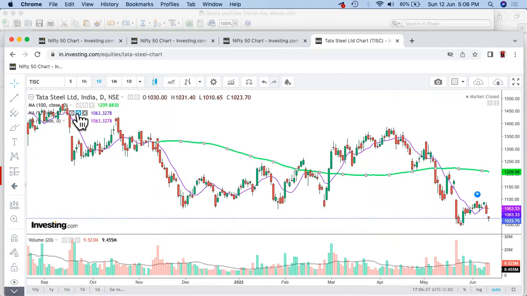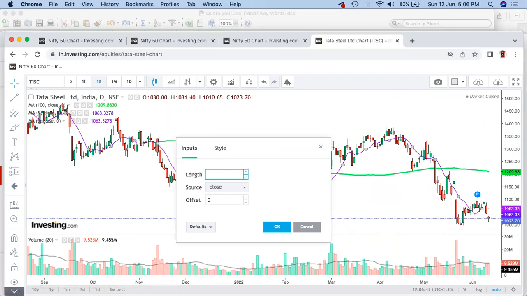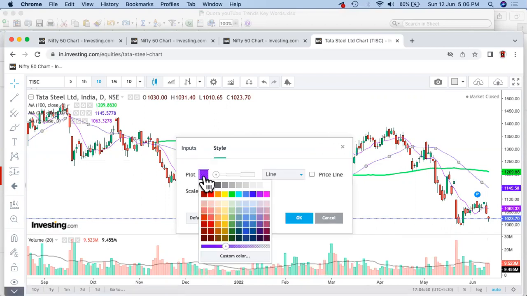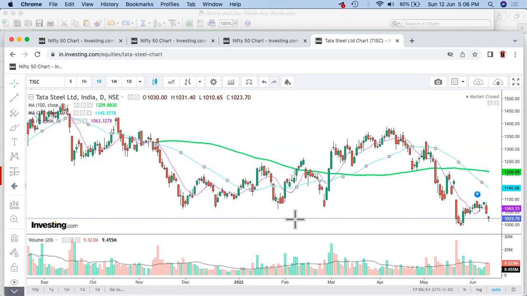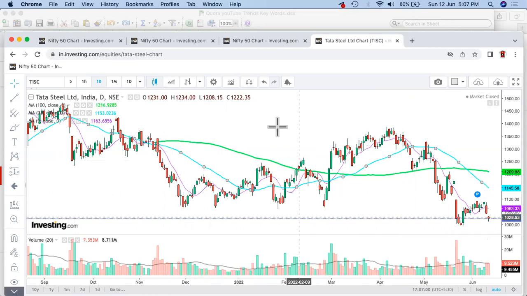Then the second one was, we had considered 36. So consider 36 and probably change the color. Try to make it a bit dark. And third, I'll keep it as it is.